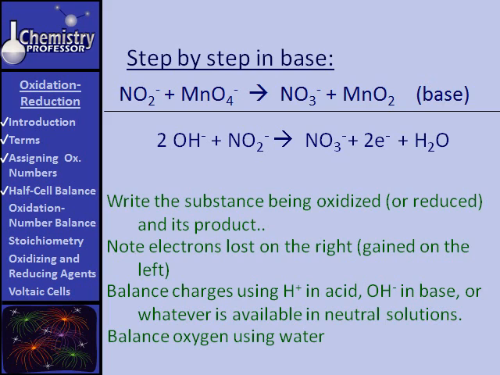Now, everything looks balanced except we've got to be sure about that hydrogen. Look, there are 2 hydrogens on the left. There are 2 hydrogens on the right. Guess what? Everything is now balanced. Now let's go to the other half cell.